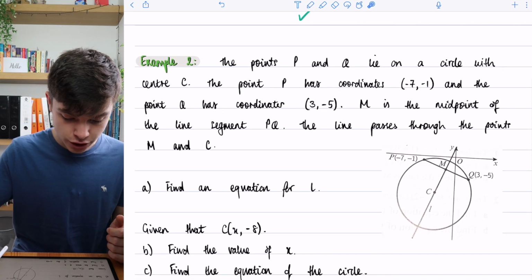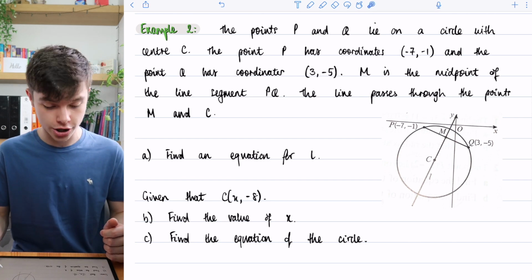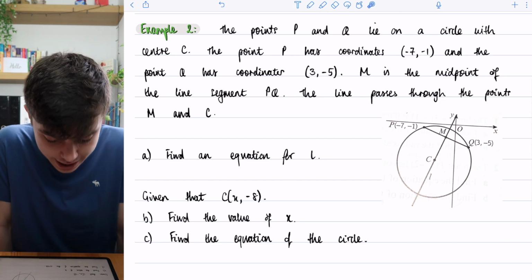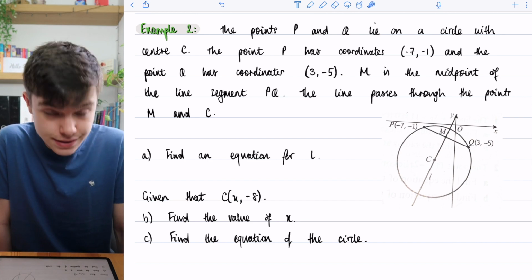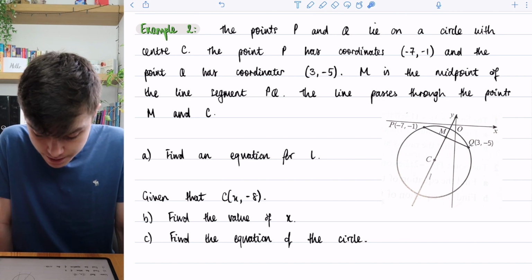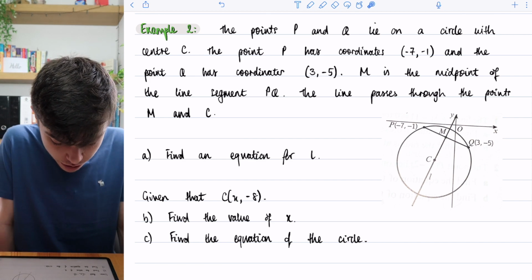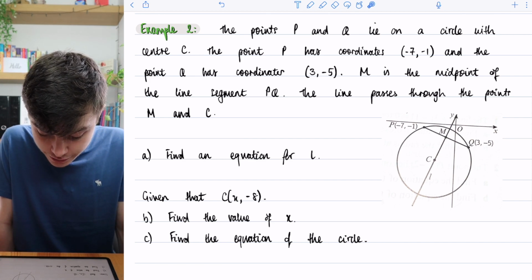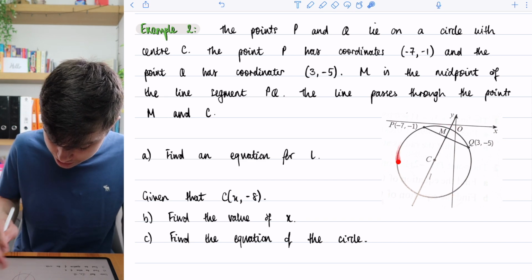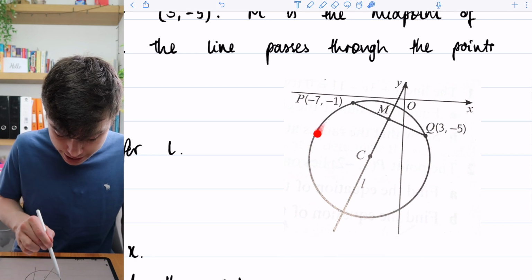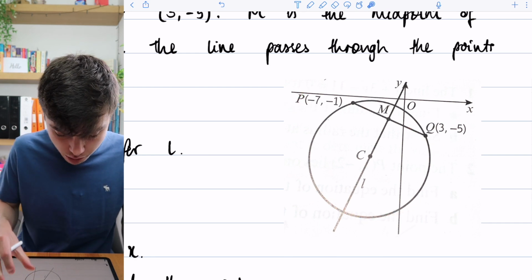Let's have a look at the final example for this video, and it's a little bit longer, so let's read it together. It says, the points P and Q lie on a circle with centre C. The point P has coordinates -7, -1, and the point Q has coordinates 3, -5. So here's our circle, I've just taken this diagram from the book. There is point P, and there is point Q.